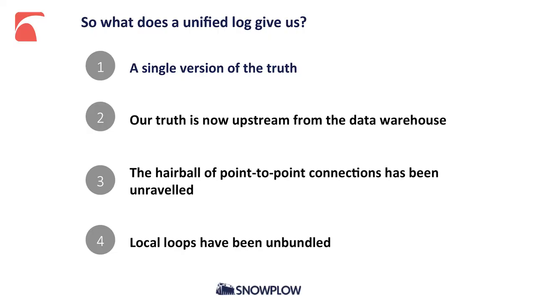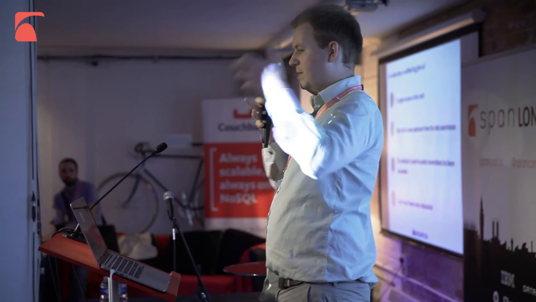And going even further than that, local loops have been unbundled. There's a lot of stuff that people bundle into real-time operational systems that maybe doesn't need to be. So if you're in retail and you're doing fraud detection, you might not actually need that fraud decision in the request-response loop of the web page. It might be fine to farm it out to the unified log, to a dedicated process that calculates that fraud score and returns it a couple of seconds later. So you're not only stopping the point-to-point connections, you're actually pulling some of the logic out of individual systems and making those systems simpler.